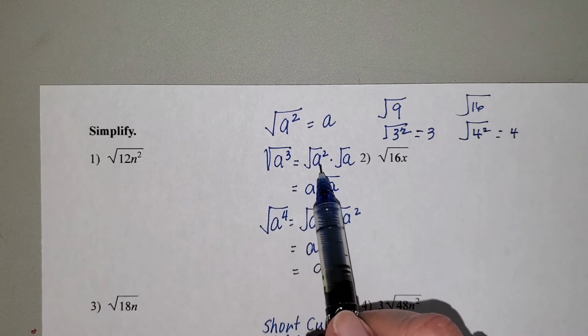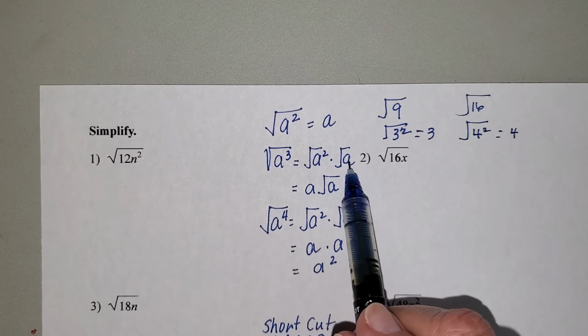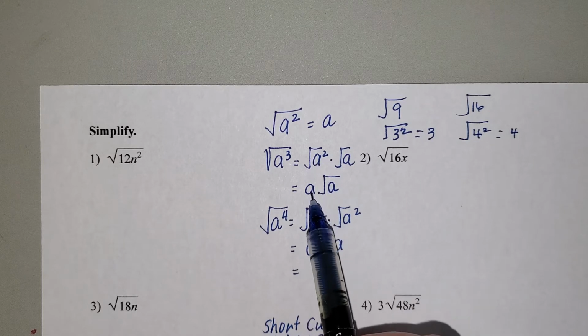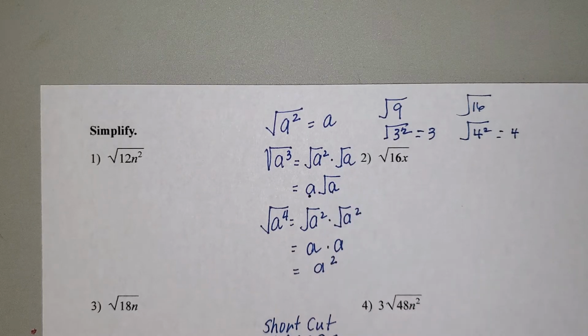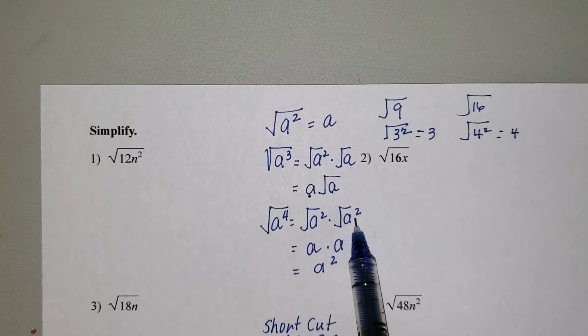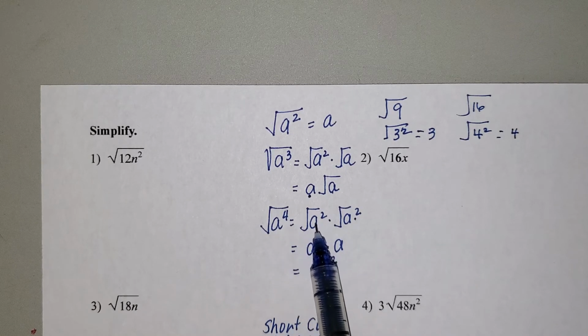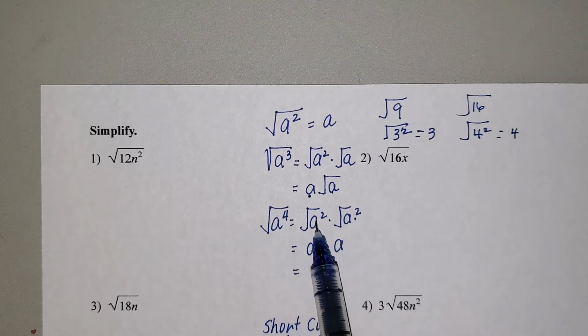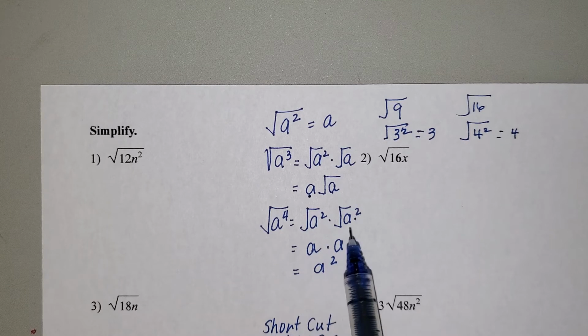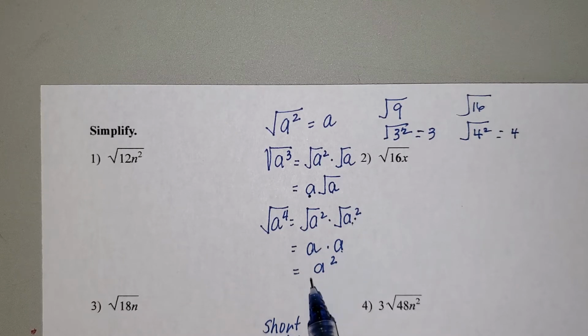So if we have the square root of a to the third, we have to break that up into two parts. That's a to the second times a to the first. The square root of a squared is a. The square root of a we cannot do. The square root of a to the fourth, break that up into two factors, a squared times a squared. The square root of a to the fourth is the same as the square root of a squared times the square root of a squared. Square root of a squared is a, square root of a squared is a, so the answer is a squared.